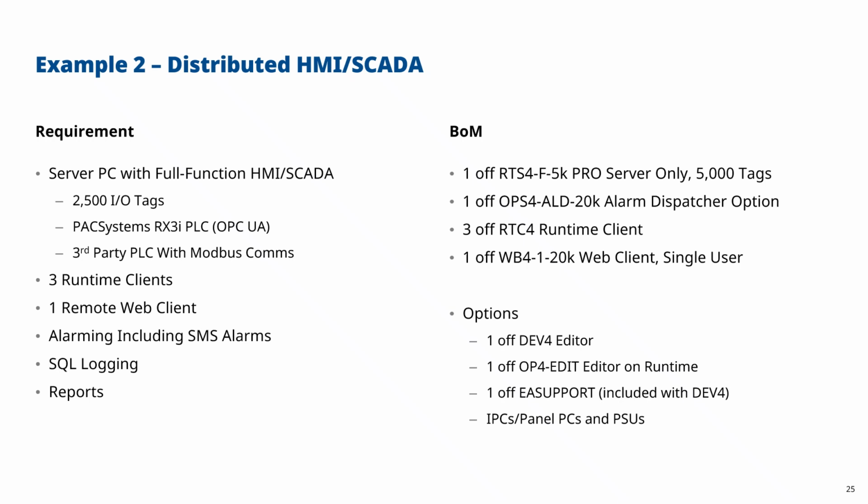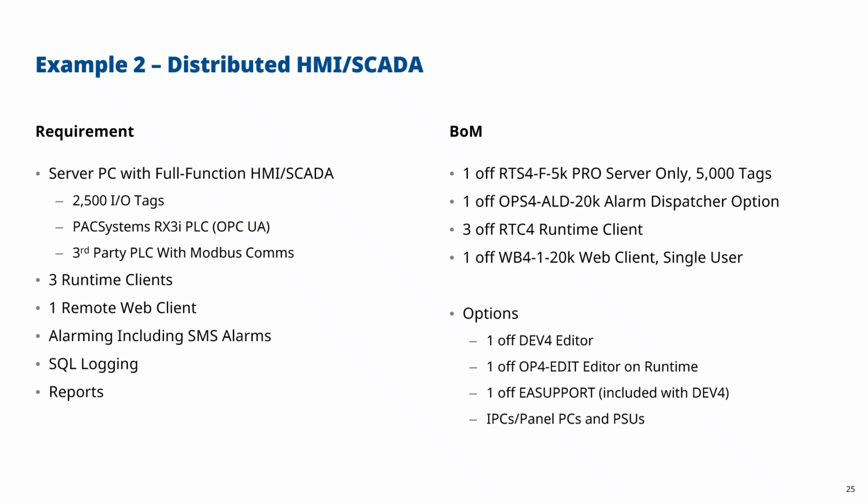Again, nice simple bill of material that meets all of the requirements. And from the point of view of thinking about the distribution of the licenses, you've really got 2 separate parts here. So you've got the server, which will include the RTCS4 part and the OPS4 part and the WB4 part. So that would be what was on your server license. And then you'd have 3 separate runtime client licenses.